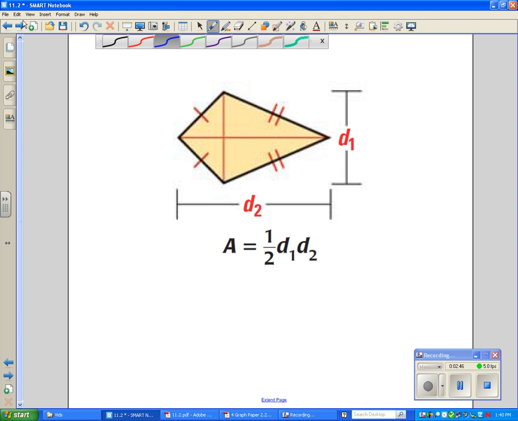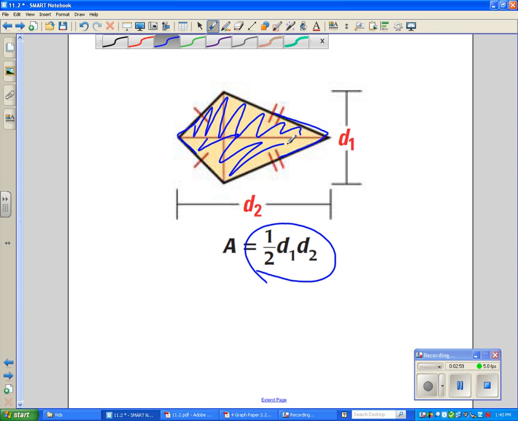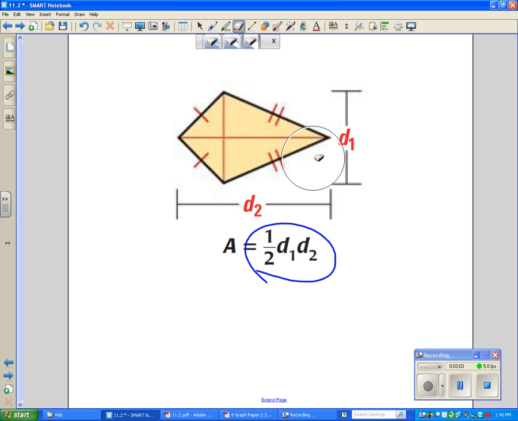Remember, kites have 2 pairs of congruent adjacent sides. Notice these are adjacent and those are adjacent. It's the same formula, which is kind of crazy. Just a quick thought for both of these: notice there is a triangle and there's another triangle, so it's just the area of both the triangles added up. We'll talk about that more in class. Go ahead and draw this in your notes, please.